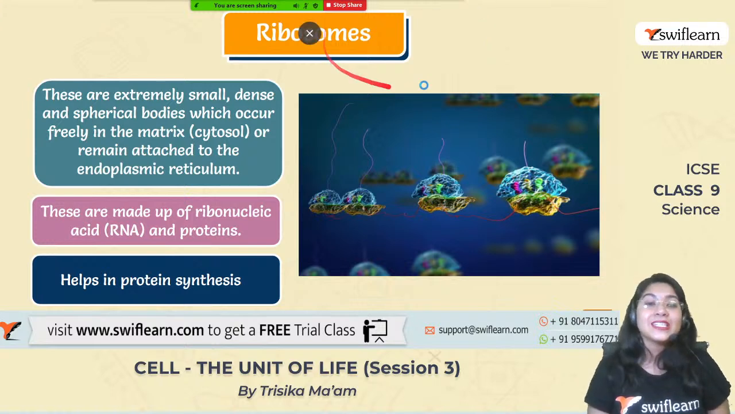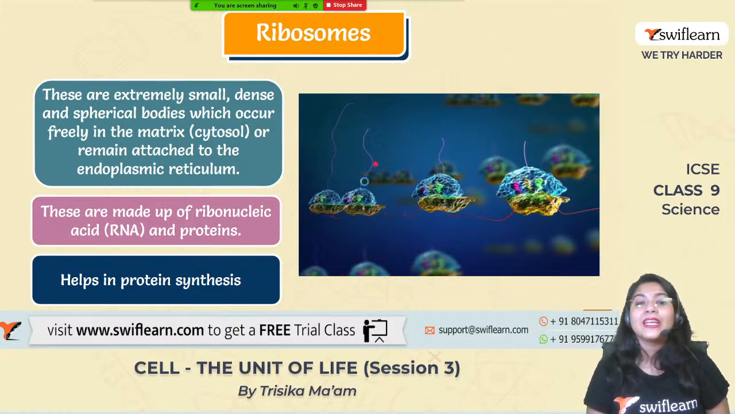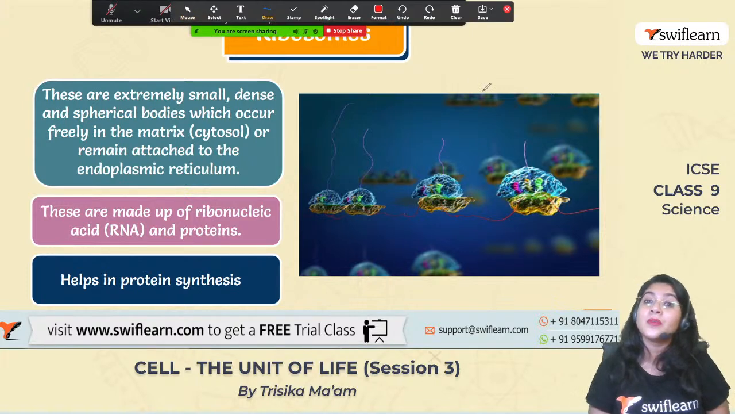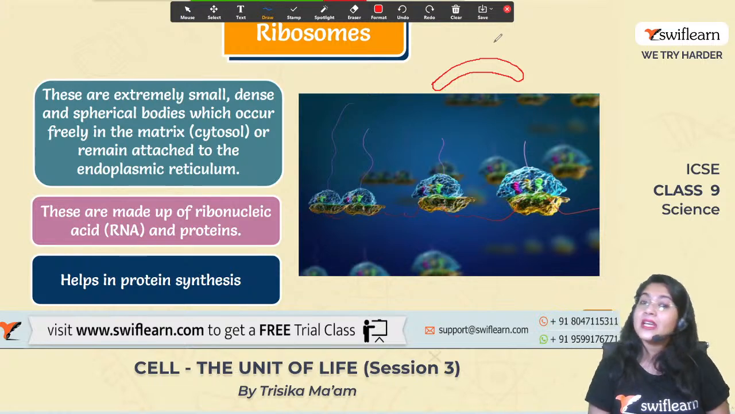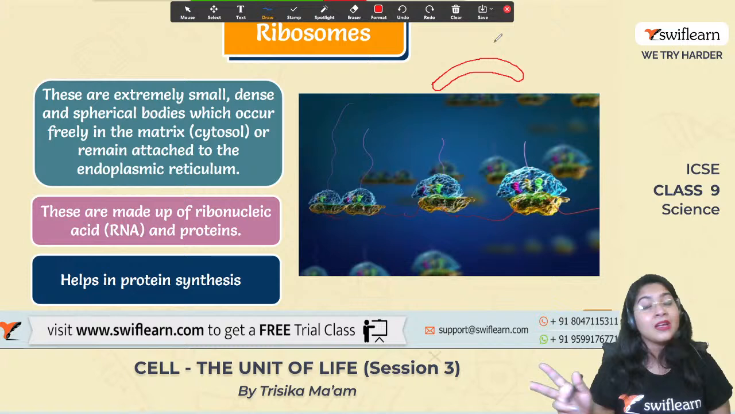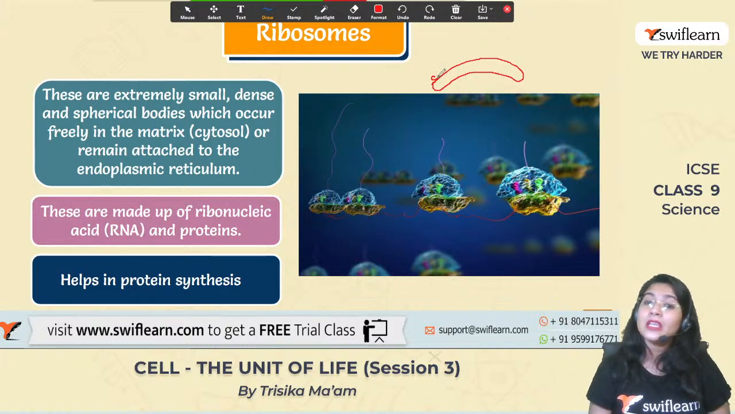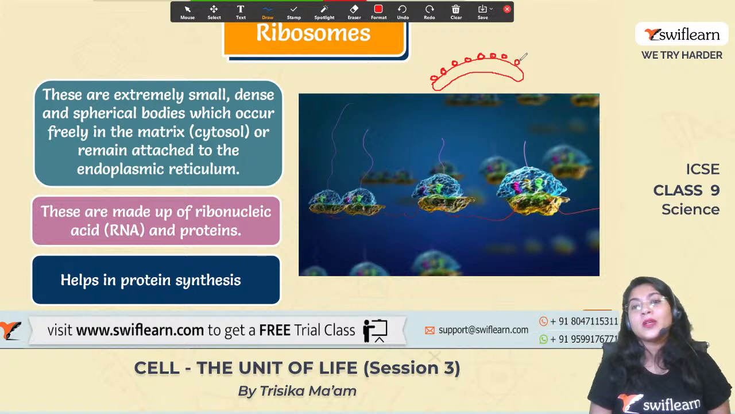Yes. So these are extremely small dense spherical structures. You can see the very small spherical structures which are attached sometimes with the endoplasmic reticulum. Remember, we have studied about the endoplasmic reticulum in the previous session. So over there we have studied about the smooth ER and the rough ER. So what happened in case of the rough ER? The ribosomes are present on the surface and they make the endoplasmic reticulum rough.